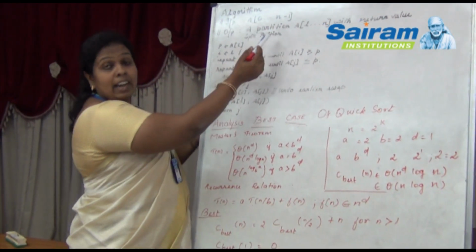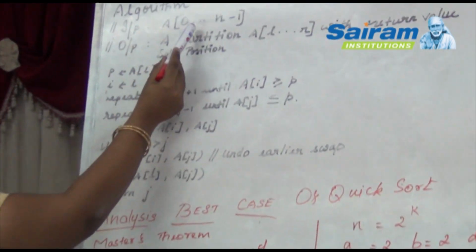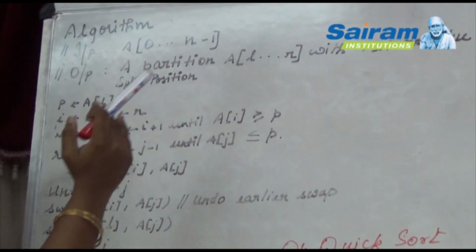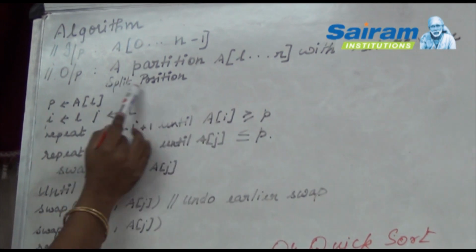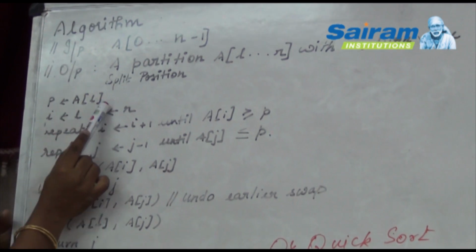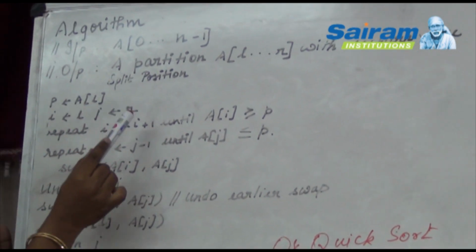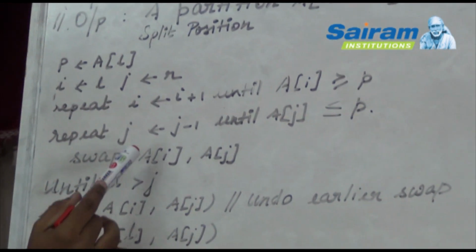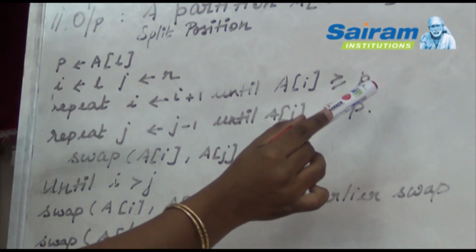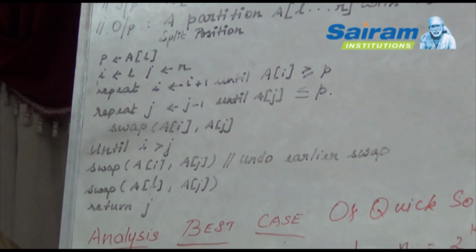From that example, we derived this algorithm. It takes the input as A of 0 to n minus 1, and it is going to produce the output, that is, a half array with a split position j. The pivot element is taken as A of l, and the lth element's index is taken as the value of i, and the rth element's index is taken as the value of j. i will be incremented until A of i is greater than or equal to the pivot, and j will be decremented until A of j is less than or equal to the pivot.